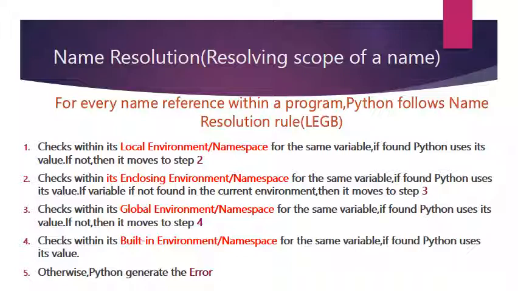Otherwise, it will move to the third step because we didn't find that particular variable in the current working environment of that program. Then it will search in the global environment or global namespace. If it is found there, it will make use of that value. Otherwise, it will go to the fourth step, where it will search in the built-in environment of Python. If it is not able to find that variable even within the built-in namespace, it will raise an error to the program.